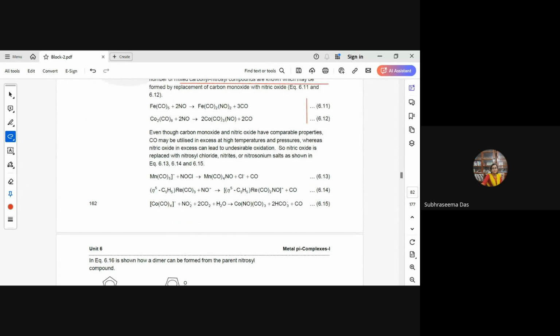Even though CO and NO have comparable properties, CO may be utilized in excess and at high temperature and pressure, whereas with nitric oxide, the use of NO in excess leads to unwanted oxidation processes.